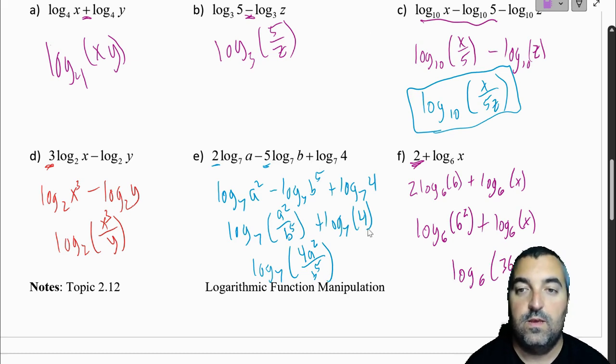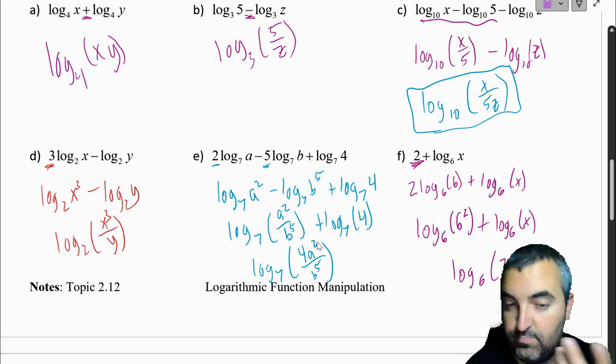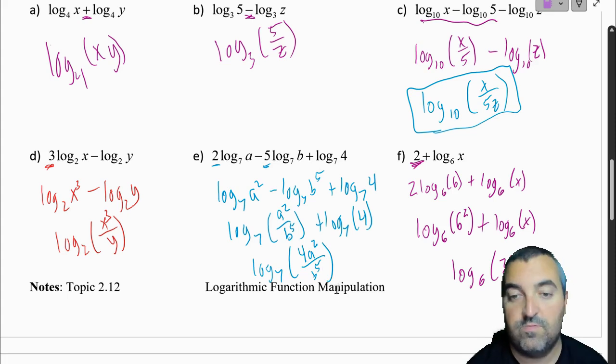And there you go. All right, so there were some log properties. There are more, like I said, but these are the ones we focused on in this video.